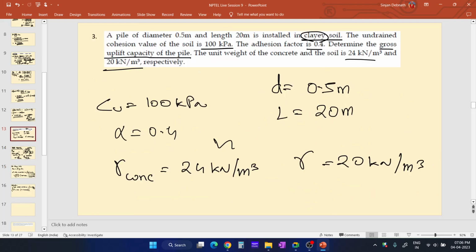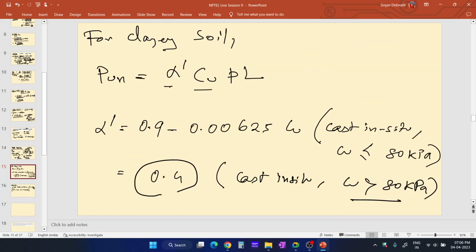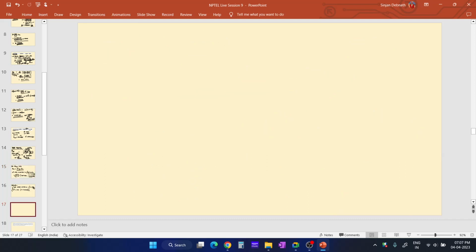In the question, I believe the adhesion factor is also given, which is also 0.4. So now we need to use these values. We need to put all the values of all the parameters into this equation to find out PUN.